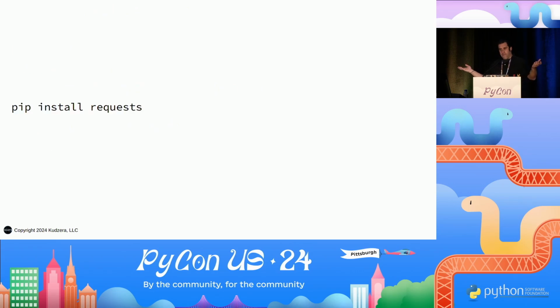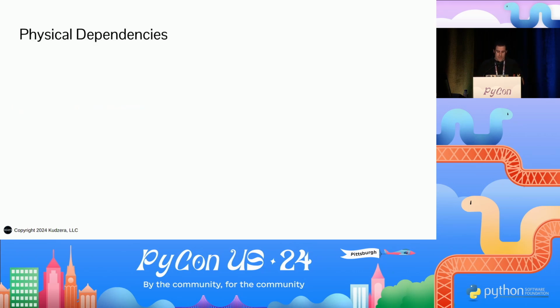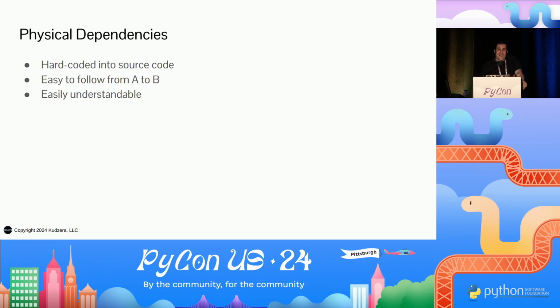And of course, at a higher level, we have packages. We depend on packages. When I look at physical dependencies, I kind of think of them like such. They're hard-coded into my source code. I can very easily see them, like a function call. It's really easy to follow from A to B. If I have a big call stack, I can just control-click through my IDE, and I'll be able to figure out, yep, these are all the functions that are being called. They're very easy to understand.